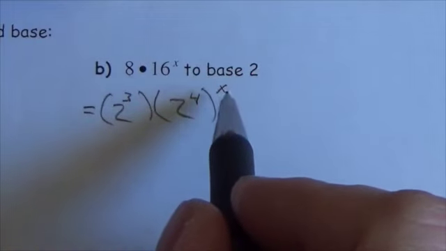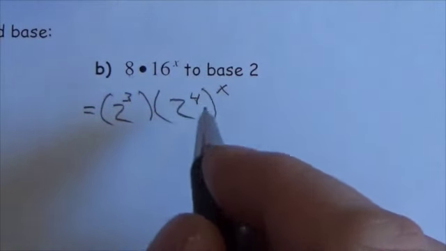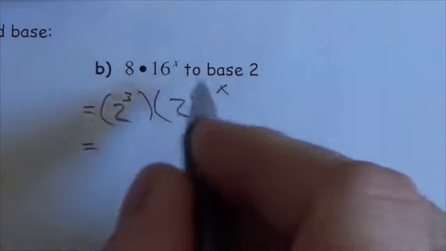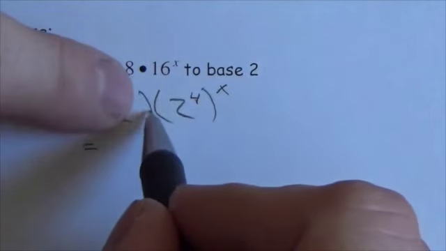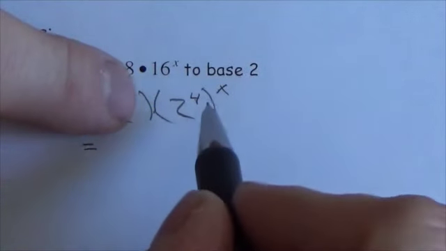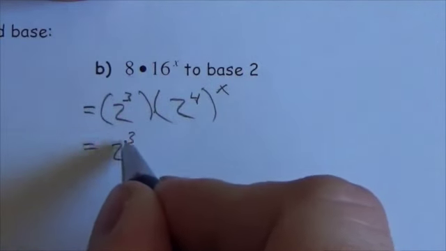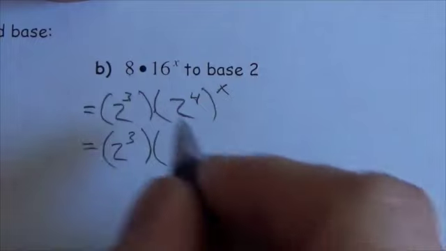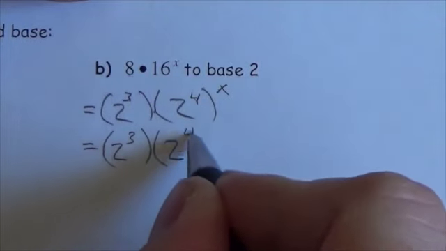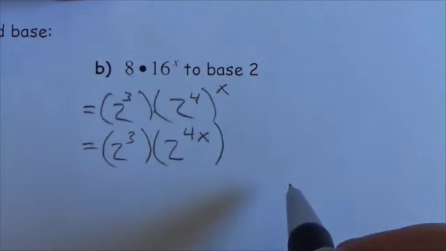So 2 to the 4 to the x, this is a power of a power. So what I'm going to do is multiply those exponents together. Now I've got to deal with this first before I deal with the multiplication. That's order of operations, BEDMAS. Exponent comes before the multiplication. So this will be 2 cubed. There's my 8. And this will end up becoming 2 to the 4 times x.